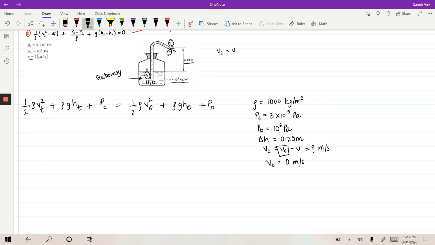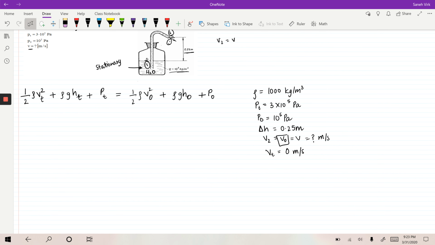Make sure all the units stay the same. We'll always use pascals for pressure, meters for height, meters per second for velocity, and kilograms per cubic meter for density. Now we have all the information, so let's try plugging everything into our equation.